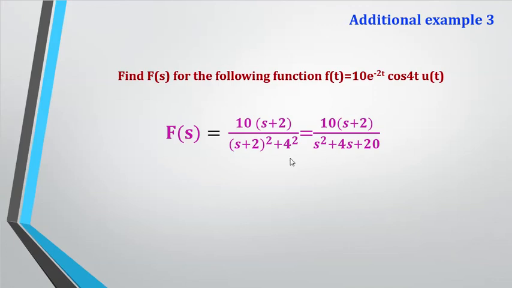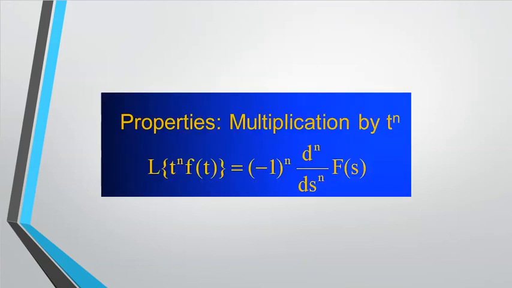Now, I want to solve another example for you. But before that, let me remind you of something. If you go back to the Laplace table, to the properties, one thing that you will learn is that if you multiply a function by t in the time domain, in the S domain, the answer will be the derivative of F of s. And it works the other way around too.